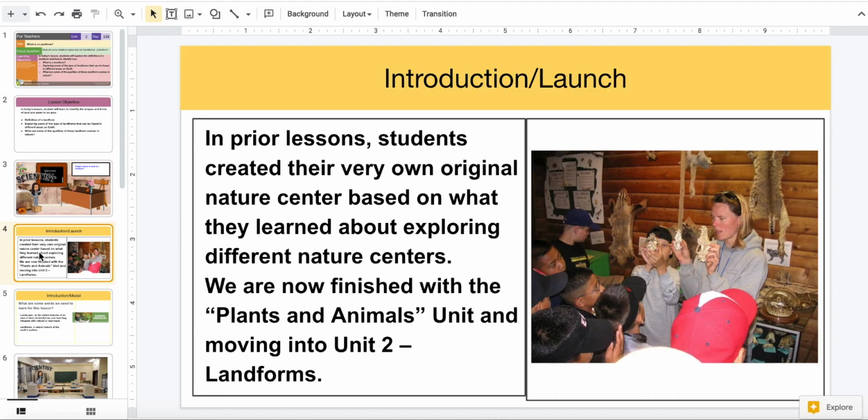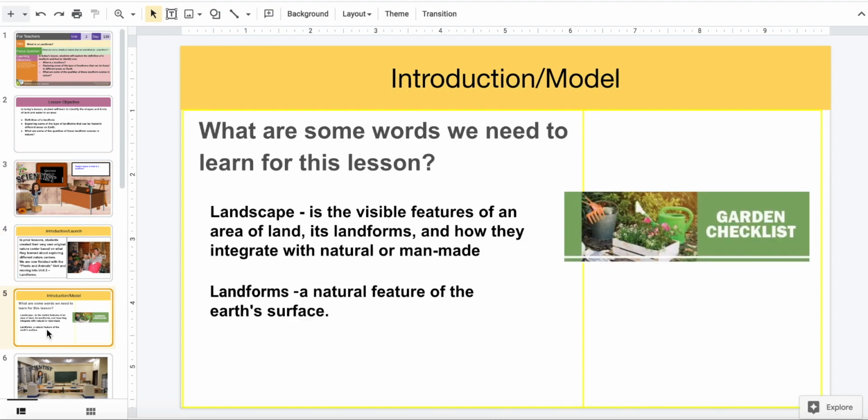In our last lesson, students, you created your very own original nature center based on what you learned about exploring different nature centers. We now finish with plants and animals, Unit 1, and moving on to Unit 2, landforms.